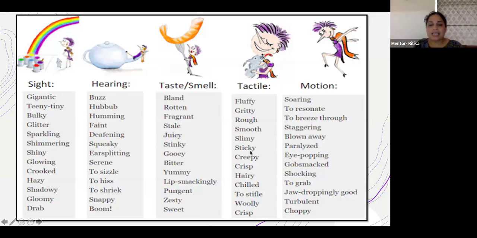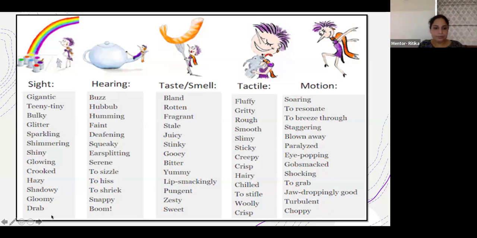Now the tactile. Tactile is the touch, the feel. How do you feel, isn't it? And the motion: soaring, resonating, breathing, staggering, glowing, paralyzed. So all these words are used. These are called sensory words, and these are used to describe the impact that an event or the scenery has on your senses.